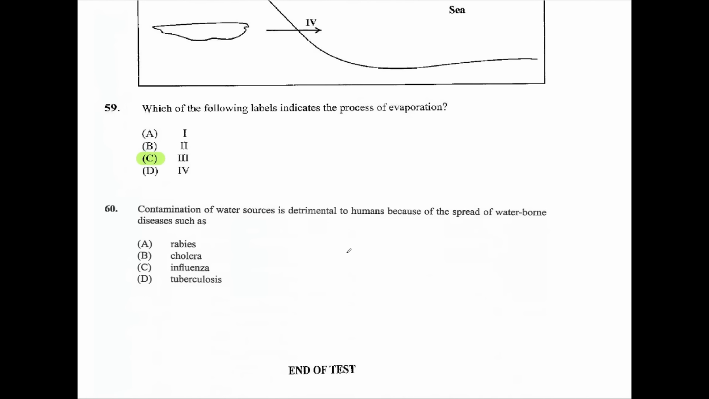And question 60, contamination of water sources is detrimental to humans because of the spread of waterborne diseases such as cholera. And that's the end of our paper.